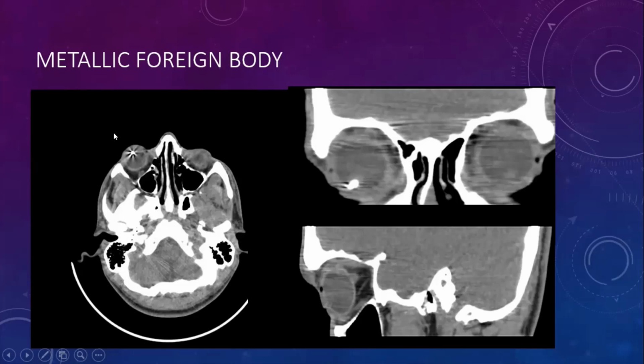This is a metallic foreign body. The Hounsfield units for these metal foreign bodies will be in the thousands or 2000s. If you have a doubt whether it is a calcification, it will be only in the 50s or hundreds.